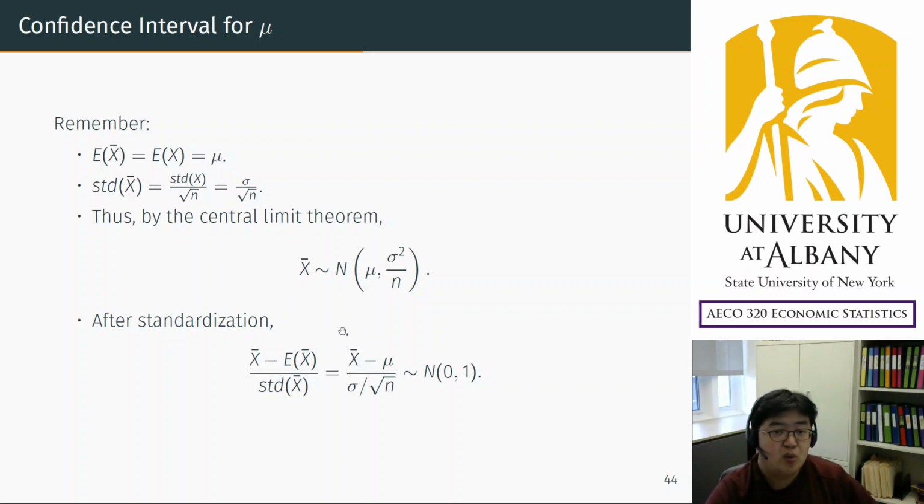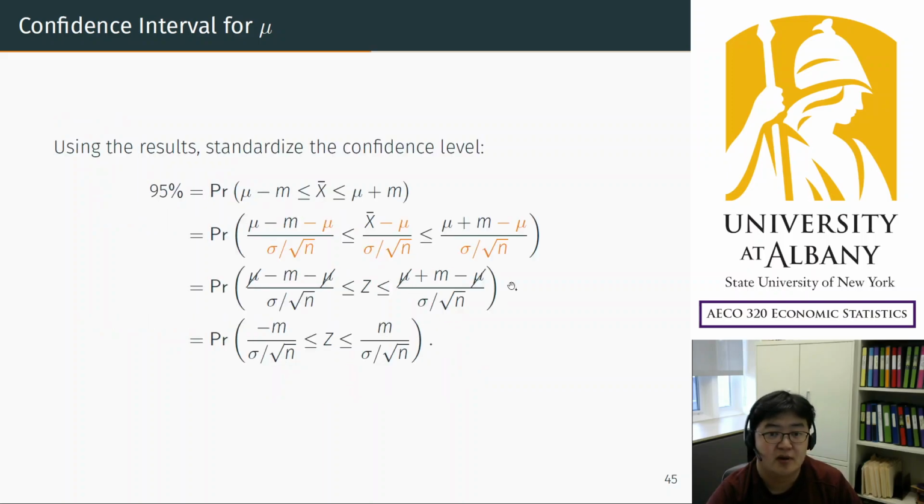Okay, so now we are ready to calculate that probability. Previously we wrote down this probability. We want this probability to equal 95%. In other words, we would like to find m, the margin of error, that makes this probability equal to 95%. Okay?